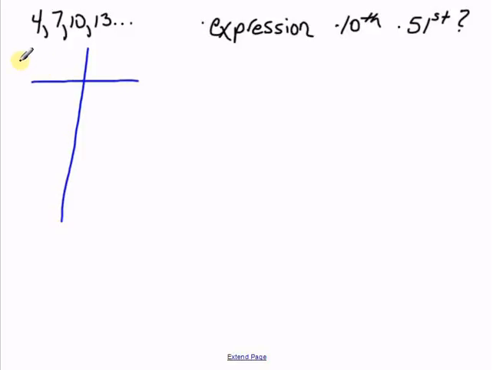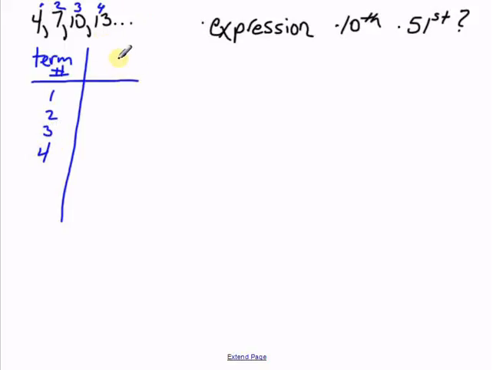So I'm always going to start with the term number. That is, well, which number in the pattern is it? Here's the first one. Here's the second one, the third one, and the fourth one. So these are my term numbers. The first, second, third, and fourth numbers in the pattern.